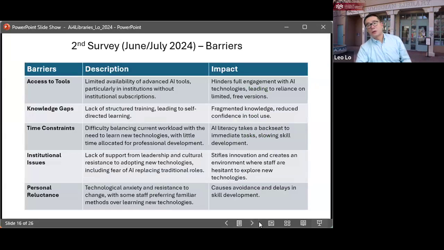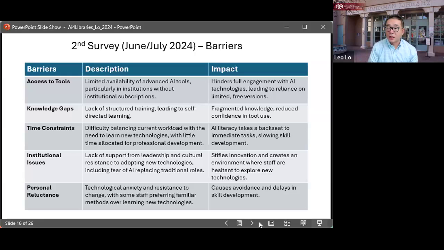I asked about this because I want to develop training programs, right? So I want to learn more about what some of the barriers are to people learning or using AI. I'm not going to go through everything, but there are some interesting findings, like access to tools, which I mentioned, right? Using premium tools. People talk about limited availability of these advanced AI tools, particularly in institutions without institutional subscriptions. So this hinders full engagement with this new technology, relying on the more limited free versions.